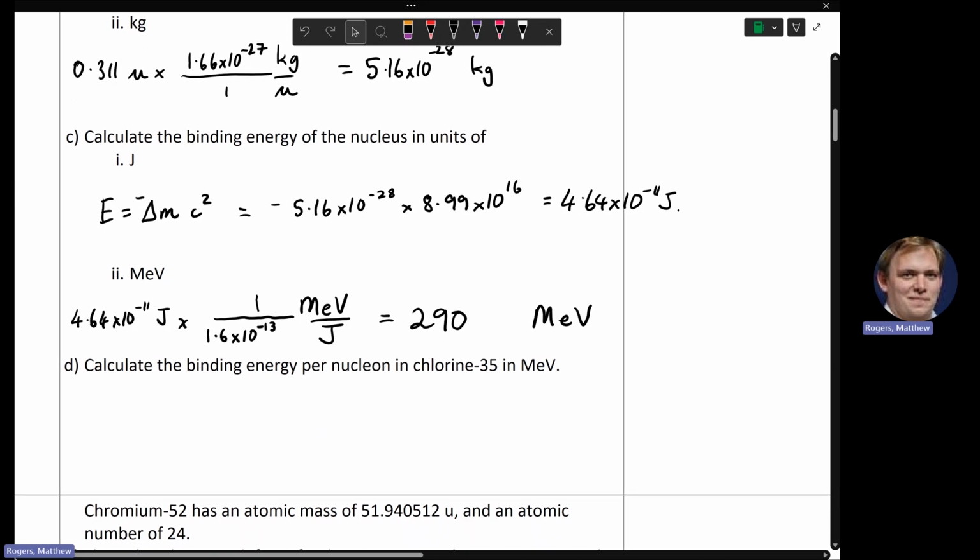And then calculate the binding energy per nucleon in chlorine-35. So there's 35 nucleons. So that should have been a minus in there, shouldn't it? Minus still, that was minus there. Energy is minus 290 over 35, which gives a value of minus 8.28 MeV per nucleon.